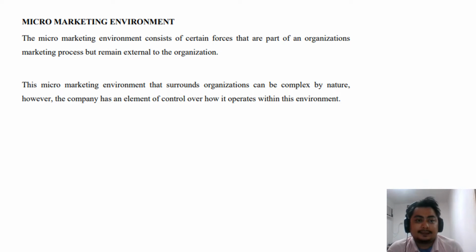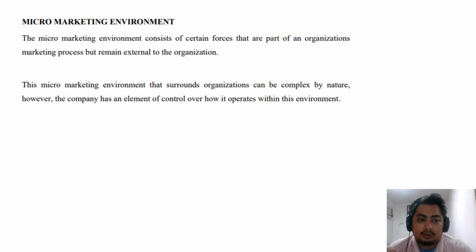So good day, students. Today we will discuss the micro marketing environment. Last time we discussed during our lecture the macro environment. Macro means the environmental forces that affect our business as a whole, rather than from a sector or from a region. For macro, we should remember the acronym.